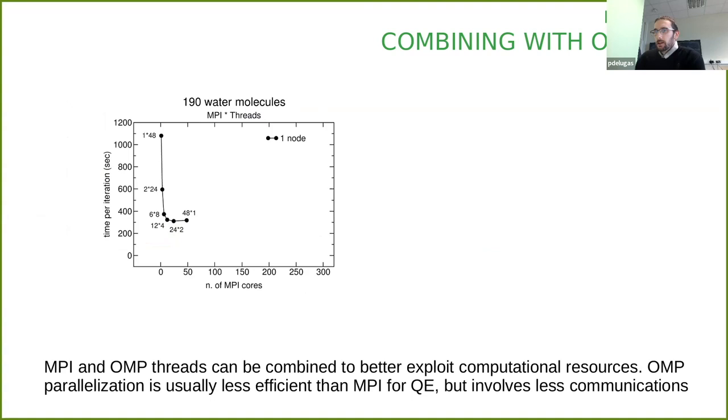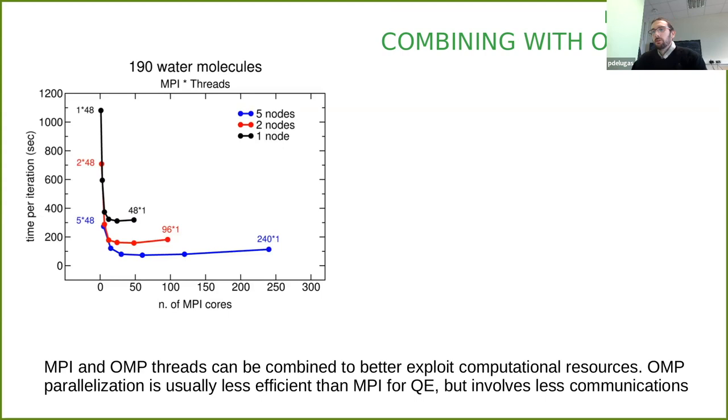Here, there is an interesting plot which was made by Ivan Carnimeo, which shows the performance of Quantum Espresso, namely a PW self-consistent calculation of 190 water molecules. So you can see that each trend goes from a pure MPI run to a pure OpenMP run. And in the intermediate stages of each trend, there are different portions of MPI tasks and OpenMP threads.